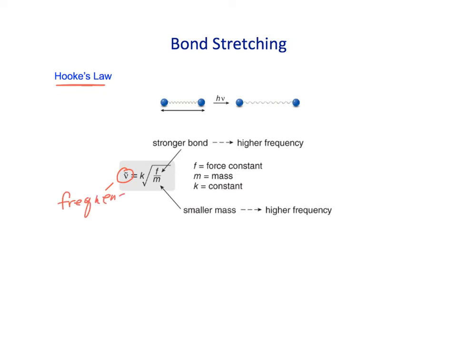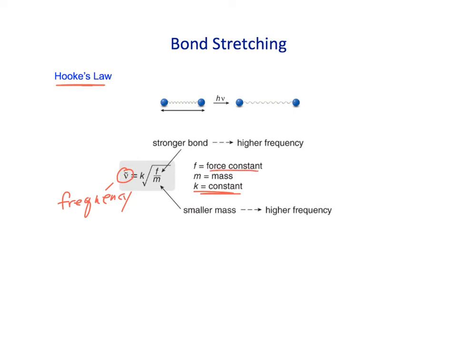Okay, both of the bond motion and of the light that would be absorbed. Okay, so we have K. K is just a constant. It's like 1 over 2 pi times speed of light or something like that. We don't really care. The important parts here is this F divided by M.